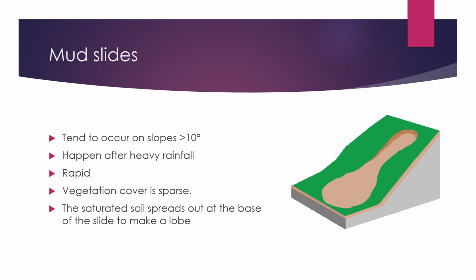Mudslides happen in a very similar way. Again, the cliff face is fairly steep, typically greater than 10 degrees. Usually there is also a lack of vegetation, so soil particles are not held together very well. Once there is heavy rainfall, the soil becomes saturated and heavier, and without anything to hold the particles together, the soil can move. At the base, the wet soil will spread out to form a lobe.